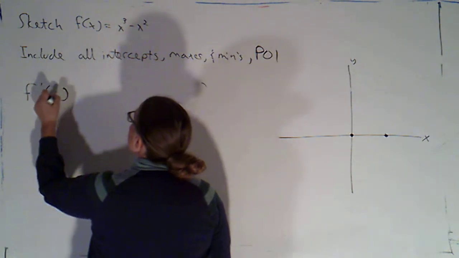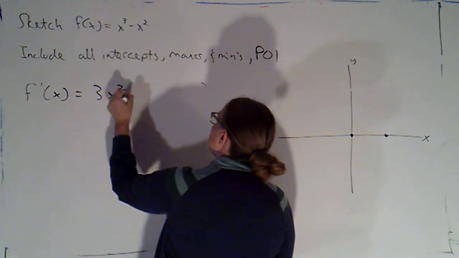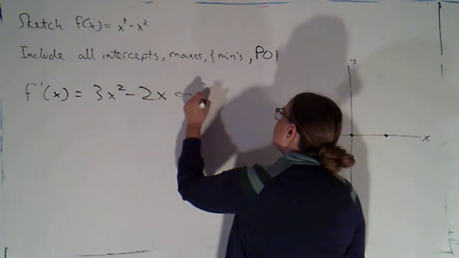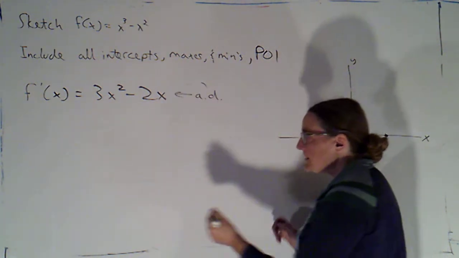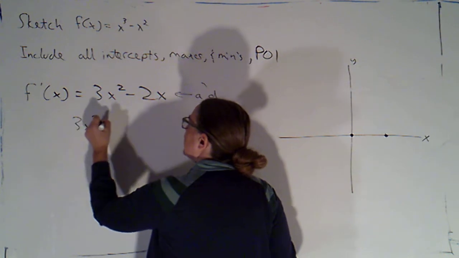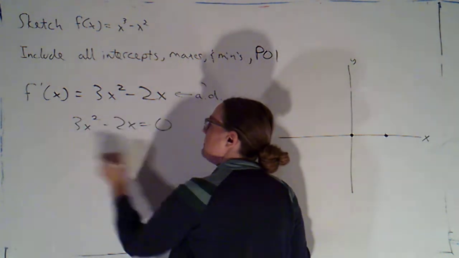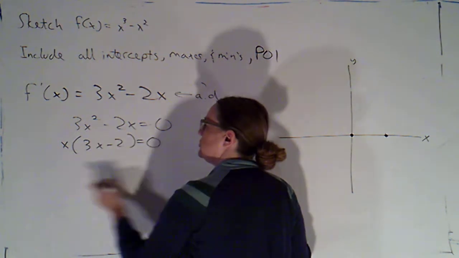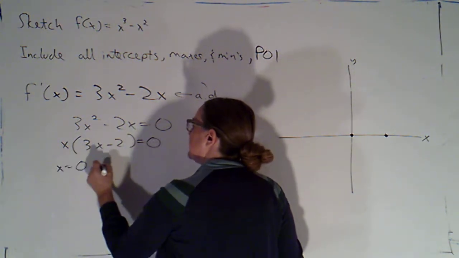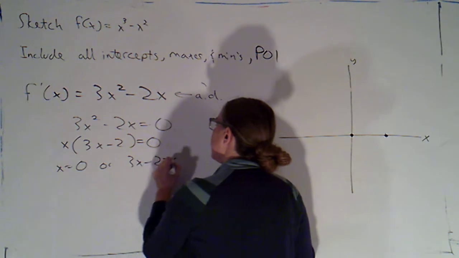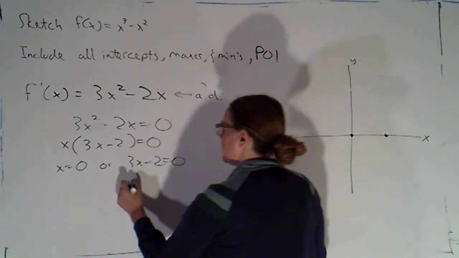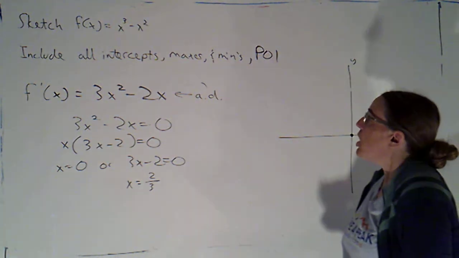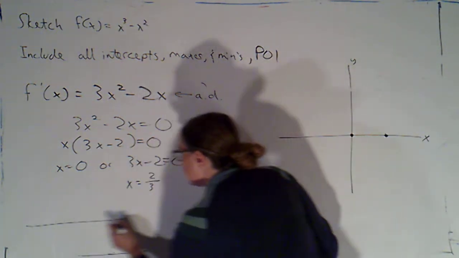So f prime of x would equal 3x squared minus 2x. Notice that that's always defined. So let's see where it's 0. 3x squared minus 2x equals 0. You can factor out an x times a 3x minus 2. So either x is 0 or 3x minus 2 is 0. This would mean that x is equal to 2/3. So these are my two critical numbers.